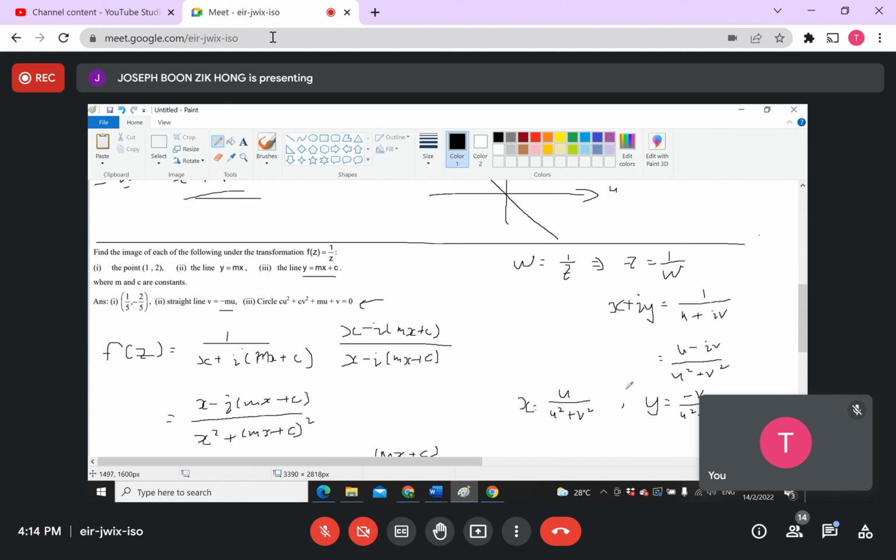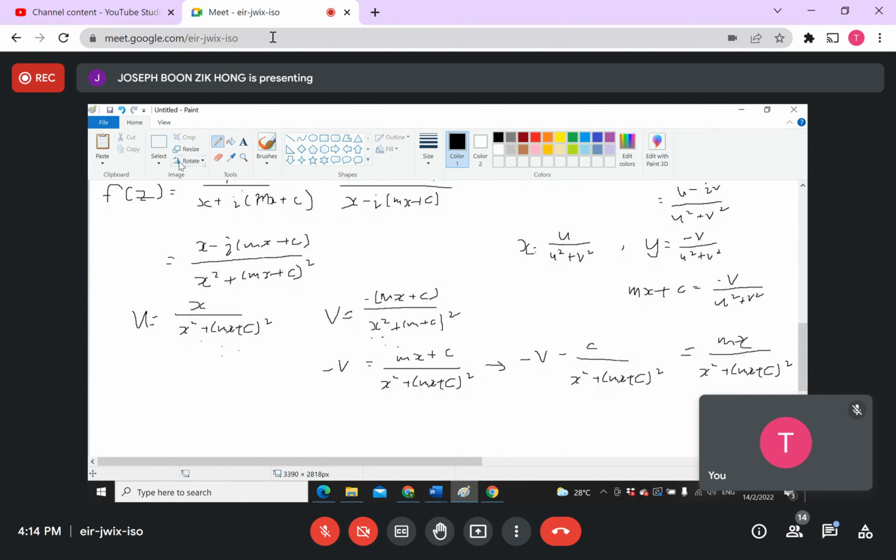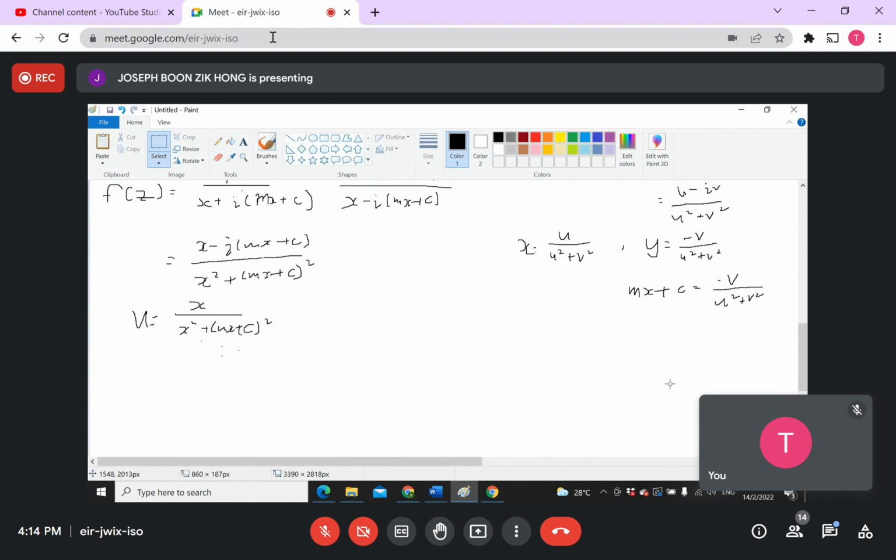And then I don't want the x and y, I want to make the x and the y gone. I know that this is y equals mx plus c. Then continue. Substitute your x and y inside and then see what happens. You continue. Try to see.